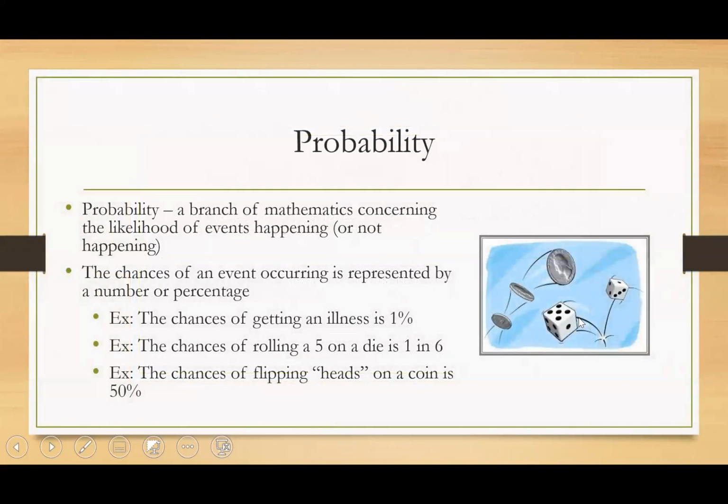Probability is a branch of mathematics concerning the likelihood of events happening or not happening. The chances of an event occurring is represented by a number or a percentage. So you could say the chances of getting a certain illness is 1%, with a 1% chance. You could say the chances of rolling a 5 when you roll a dice is 1 in 6. There's a 1 in 6 chance of rolling a certain number. Or the chances of flipping heads when you flip a coin is 50%.